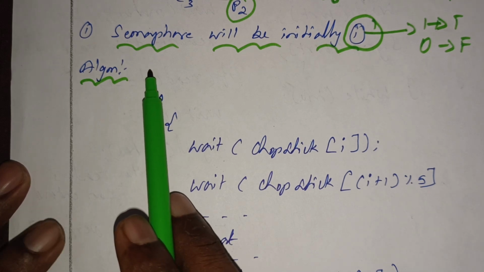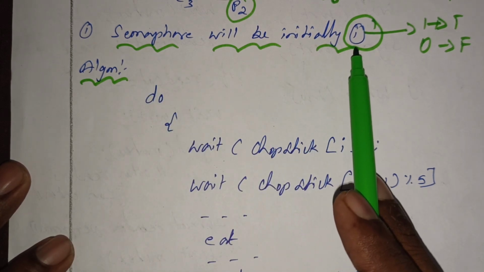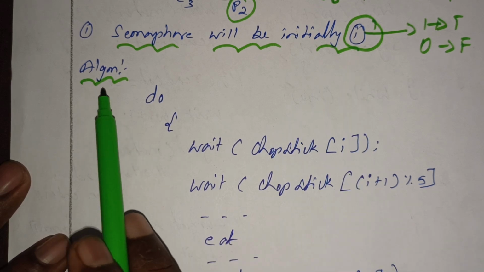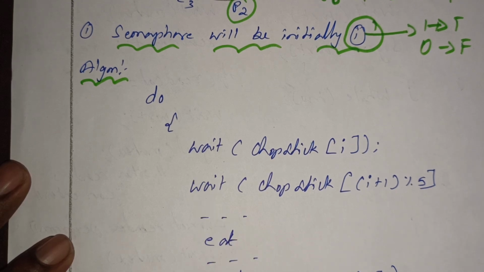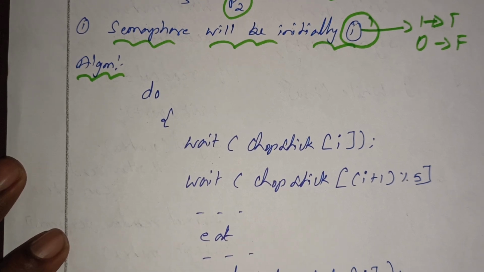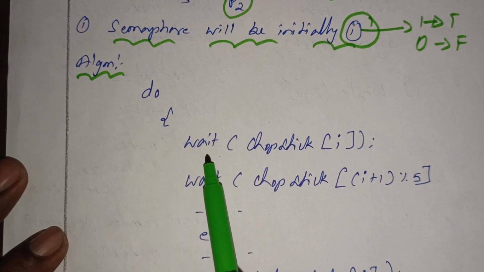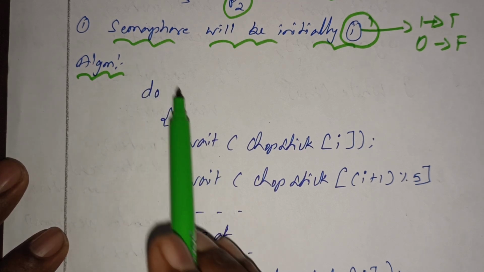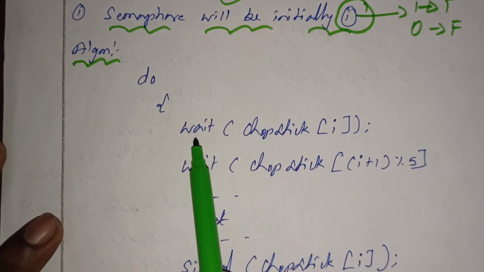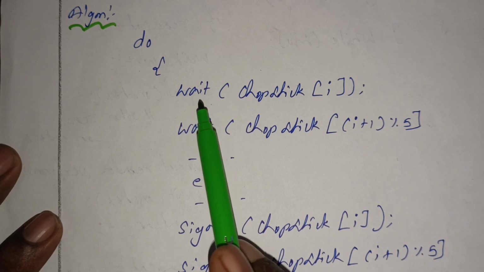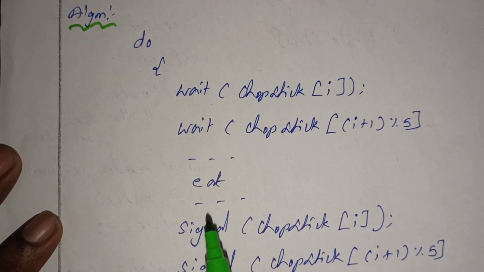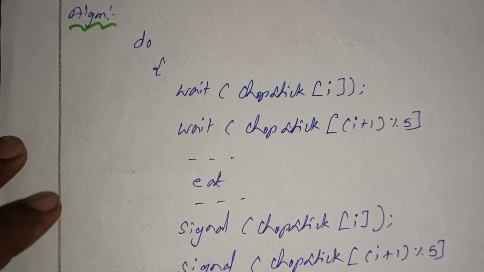Now you can check it. The semaphore will be initially 1, as I already told you. Here the algorithm starts: which philosopher is going to take the chopstick, who is allowed, and how this circular wait and circular pickup is actually happening. You all know that a semaphore has two functions, one is wait and another is signal. Wait is to acquire, signal is to release. The same procedure we are going to use here.